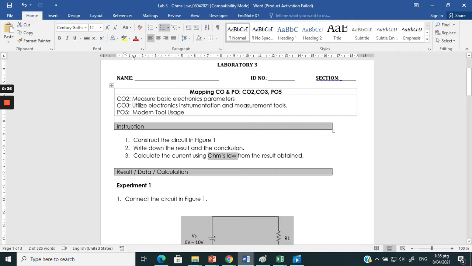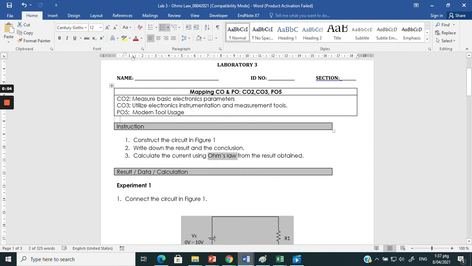This lab sheet will cover course outcome number 2, which is to measure basic electronics parameters, and course outcome number 3, which is to utilize electronic instrumentation and measurement tools. It also covers PO number 5, which is modern tool usage.